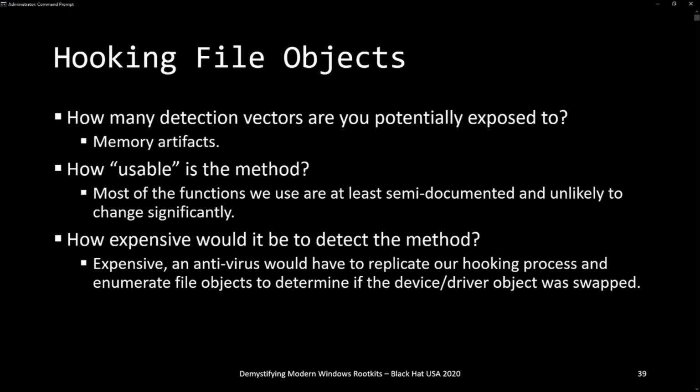So how many detection vectors are you potentially exposed to? Well, it's going to be memory artifacts. And how usable is the method? Well, since most of the functions we use are at least semi-documented, they're probably not going to change too much. How expensive would it be to detect the method? Well, it's also going to be pretty expensive because an antivirus would have to replicate our hooking process and scan each file object to see if its device object has been patched.